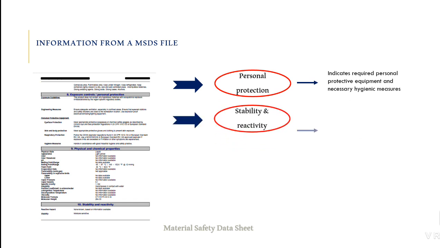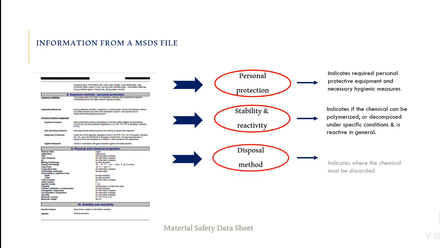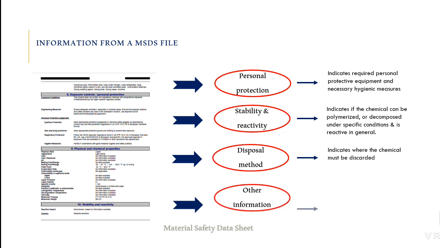stability and reactivity indicating if the compound is susceptible towards polymerization or decomposition, waste disposal method indicating where the chemical must be discarded, and other useful information such as toxicological information, ecological information, transport information, and regulatory information all can be accessed through a MSDS file.